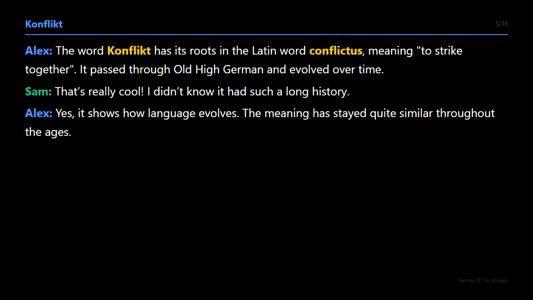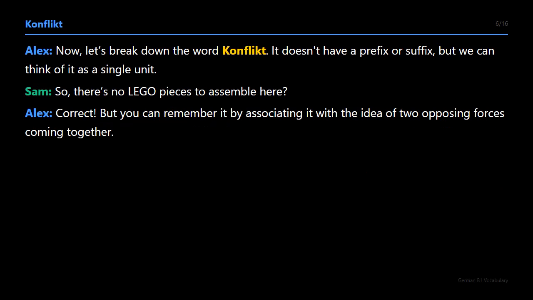Now, let's break down the word. Konflikt doesn't have a prefix or suffix, but we can think of it as a single unit. So, there's no Lego pieces to assemble here. Correct. But you can remember it by associating it with the idea of two opposing forces coming together.